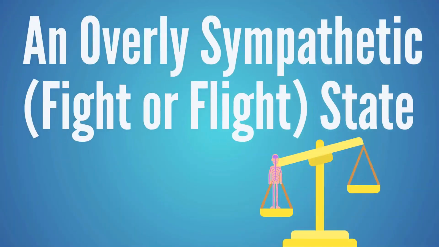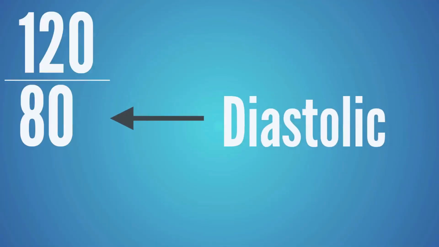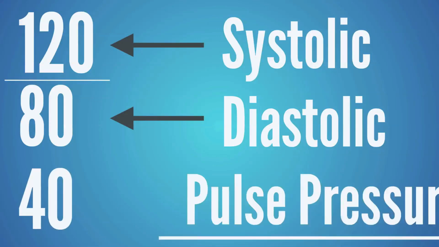So underlying cause number 4 is an overly sympathetic fight or flight state, kind of like we talked about before. People can get stuck in this state as well, whether they're having stress in their life that's pushing them into this state or stress in their body. But when you have that blood pressure cuff that we talked about before, you can look at your blood pressure and you can look at what's called your pulse pressure. And you find your pulse pressure by subtracting your diastolic number, which is that bottom number, from the top systolic number. And the result is what we call a pulse pressure.